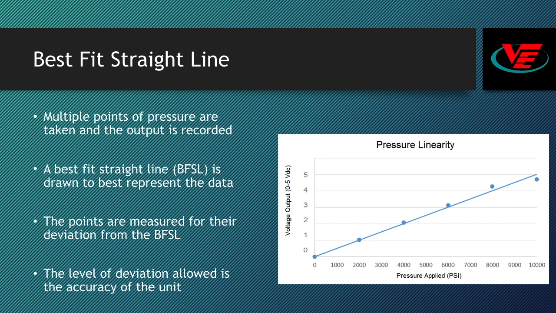For example, if a sensor has an accuracy of 0.1% full scale, then the maximum that any of the recorded pressure points can deviate from the best fit straight line is 0.1%. Knowing the accuracy is very important if you're looking to make precise measurements, and it's important to know how the calibration is made for your brand of sensor.